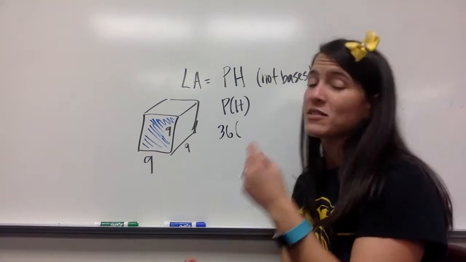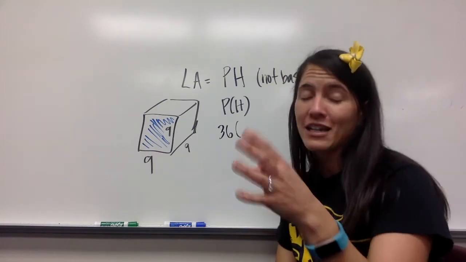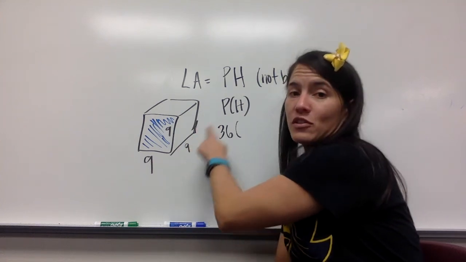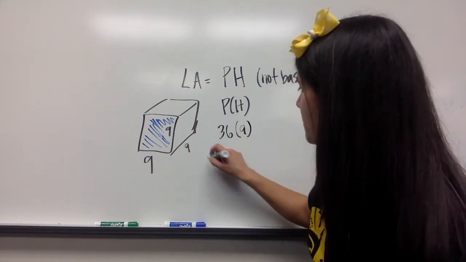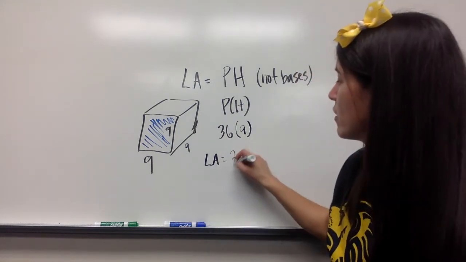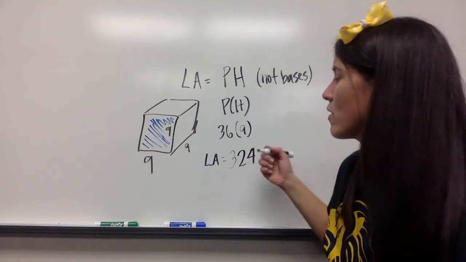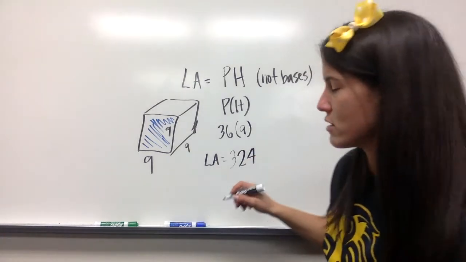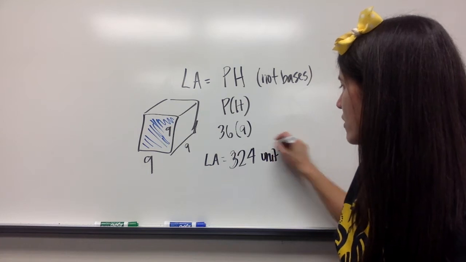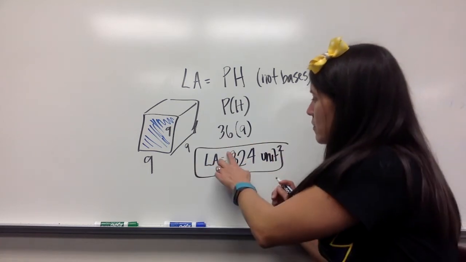And then the height of the base. Remember, I just told you the height of the prism is not going to be on the base. So that means it's this number. It's not on the base. So 36 times 9. And the lateral area for this cube is 324. I don't even think I gave you any units. Okay, 324 units squared. Whoops, I messed that up.